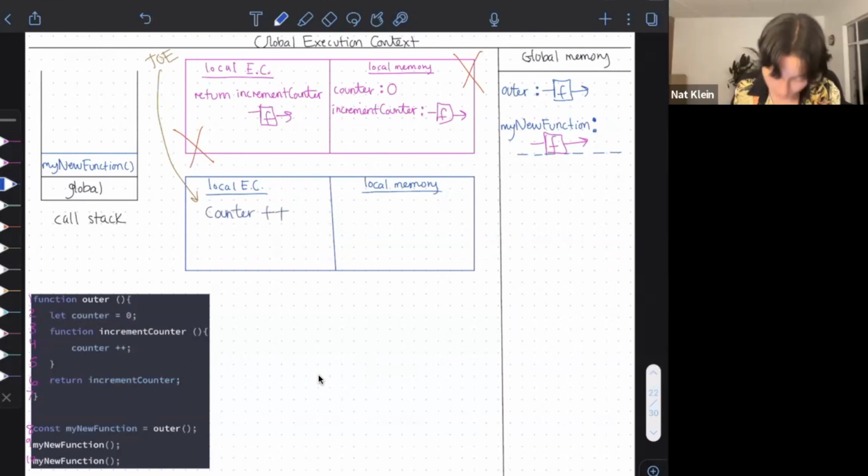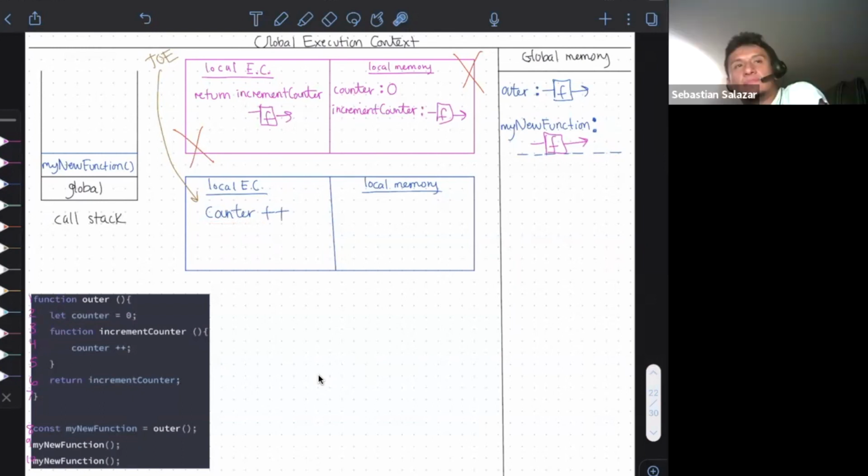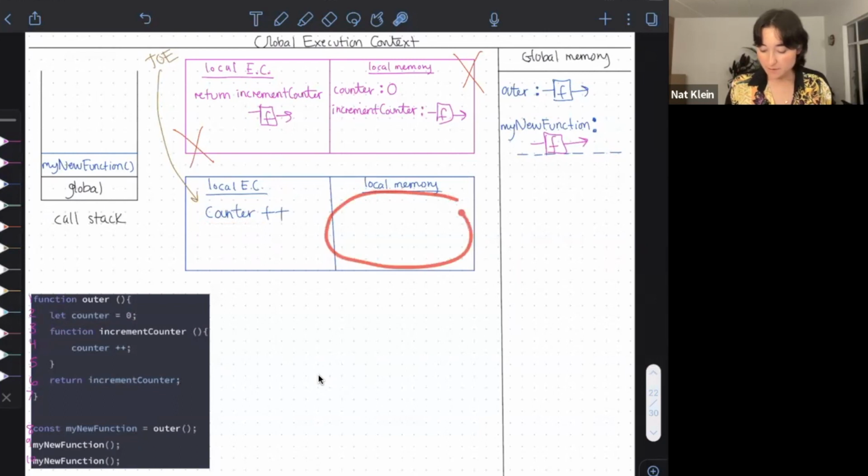Yep. This counter plus plus is asking us to increment counter. So Sebastian, normally, or no, always, when the interpreter sees a label like counter, where does it look? Where does it look for the value? Whichever scope memory it's in. Yeah, exactly.